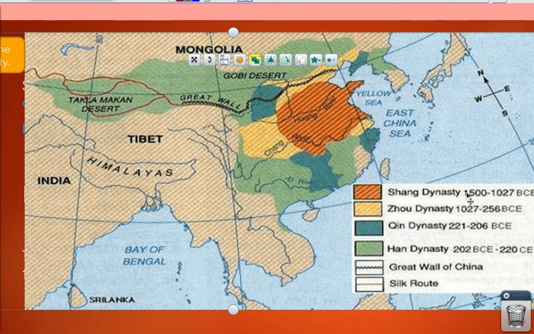Now, look, did they overlap any? Did any of them overlap? No. Yes. Which one? The Shang and the Zhou. Okay, like the Zhou overlaps, and the Qin, right? Okay, what about the Qin and the Han? Yeah. A little bit, right? Okay, but look at the Han Dynasty. It was a lot. It's huge, isn't it?